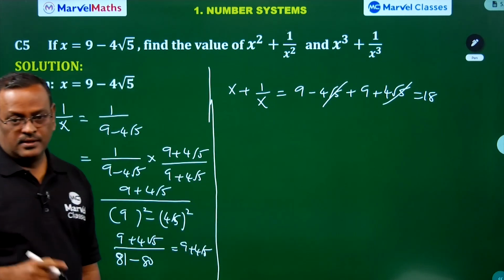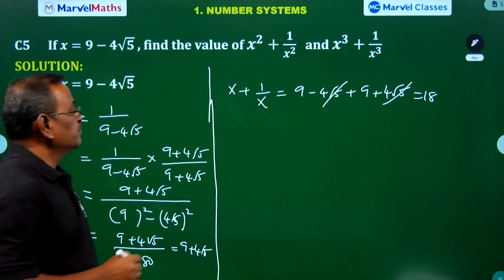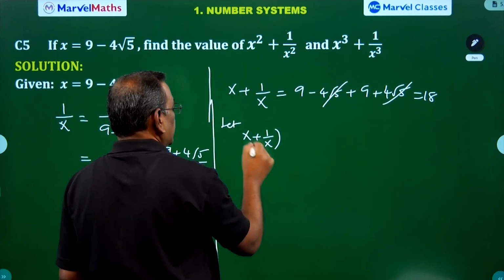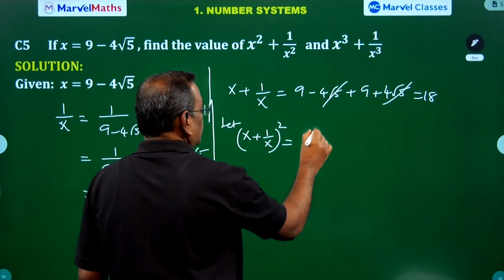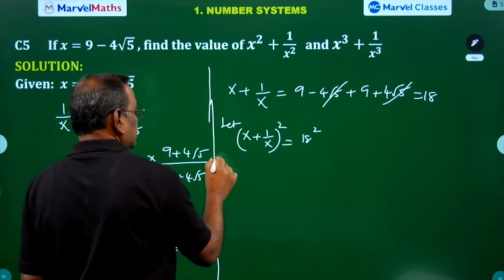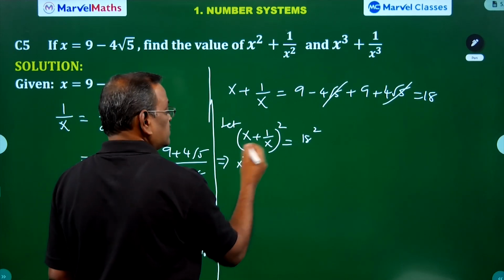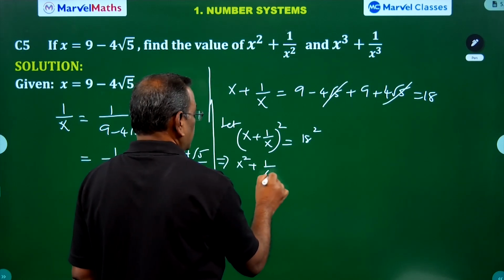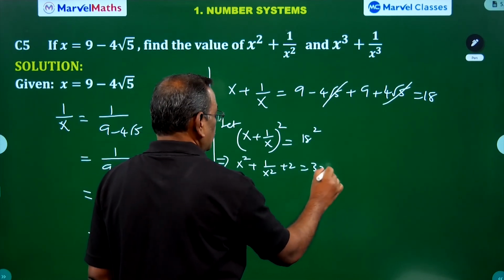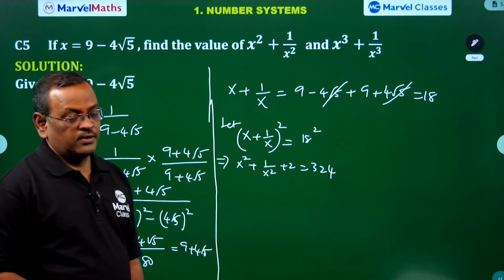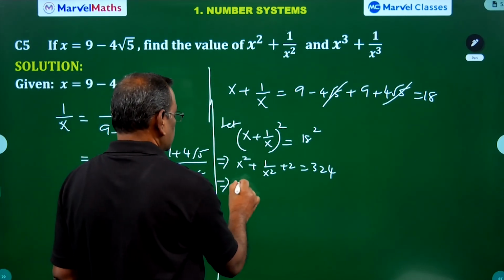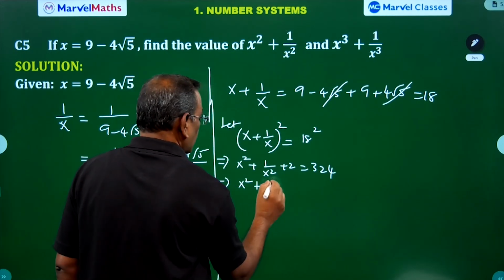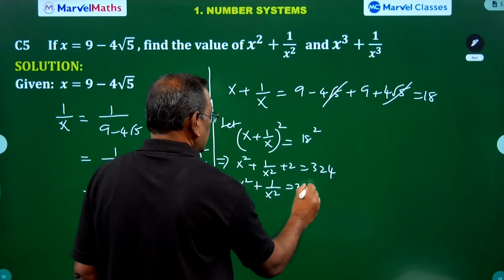Now using this you have to calculate these two. For this first consider x plus 1 by x the whole square, which is equal to 18 square. So expand this. If you expand, x square plus 1 by x square plus 2 equal to 324. 18 square is 324. So what is x square plus 1 by x square? X square plus 1 by x square equal to 322.